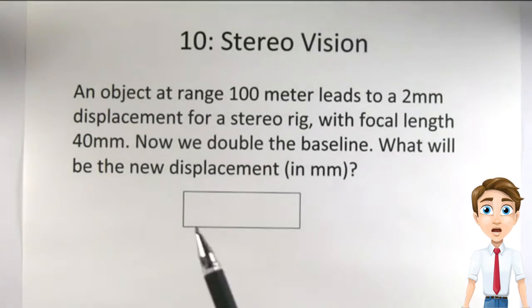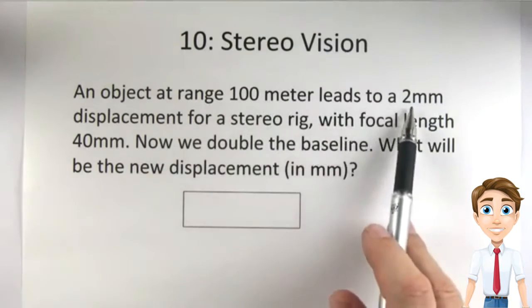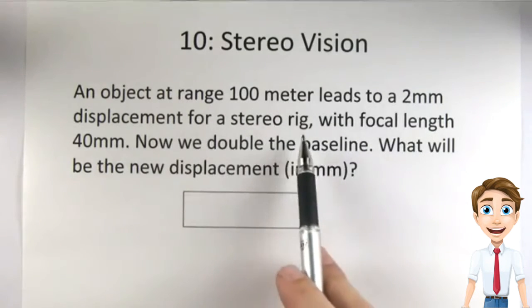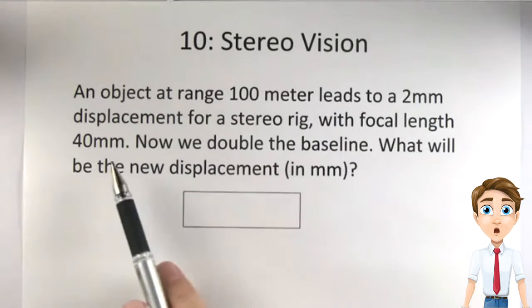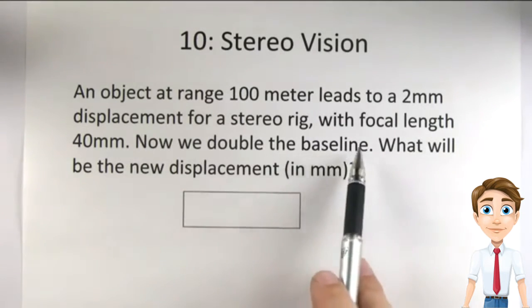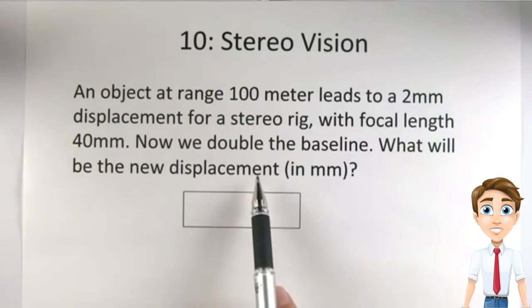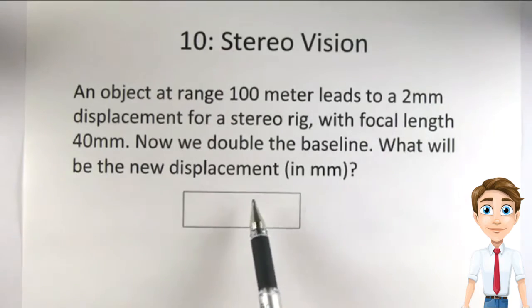A question on stereo vision. An object at range of 100 meters leads to a 2 mm displacement for a stereo rig with focal length 40 millimeters. Now we double the baseline. What will happen to the new displacement that used to be 2 millimeters? What will it be now?